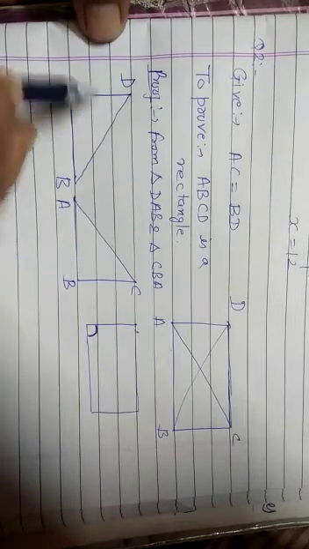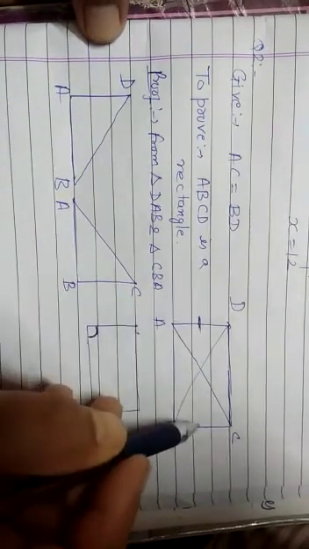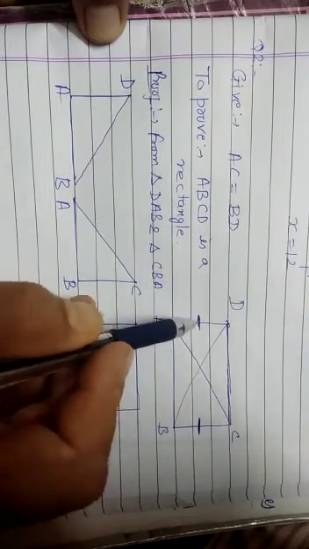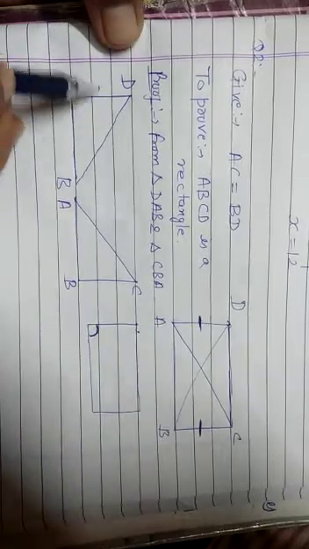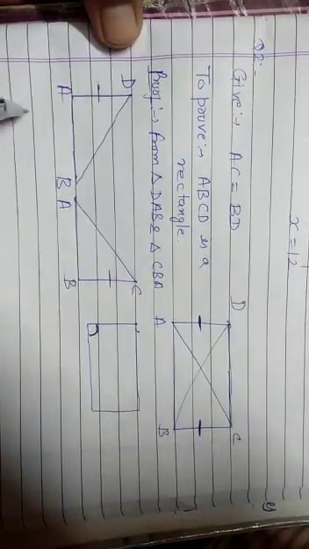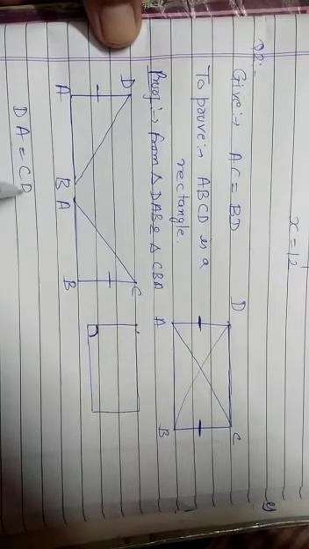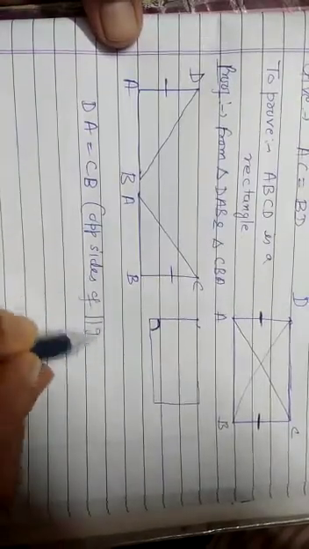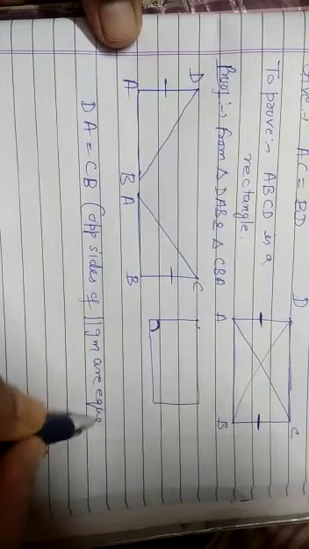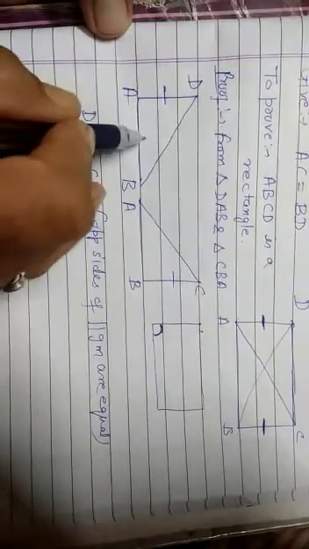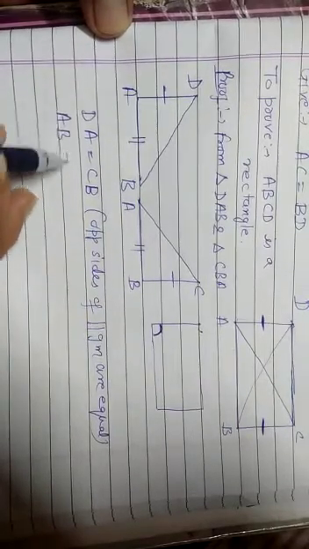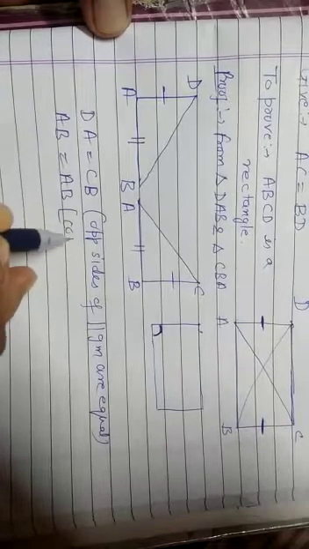Now you can see, opposite sides of a parallelogram are always equal. We have already studied this property of a parallelogram. It means DA equals BC, DA equals CB. Now the next thing: AB is common.